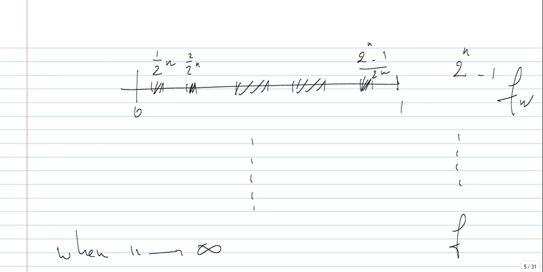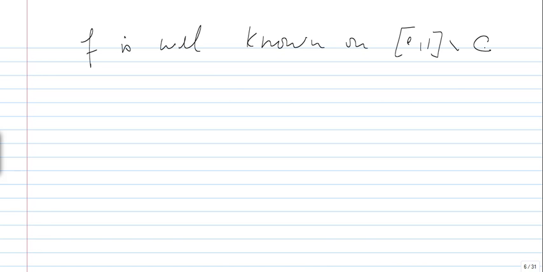Great. So what's left at the end when we go to infinity? So on these intervals, we know what f is, okay? So what's left? What's left is exactly the Cantor set. So f, of course, is known outside of the Cantor set. So here, f is well known on 0, 1 minus the Cantor set, okay? Because this is where we have the fn's, okay?